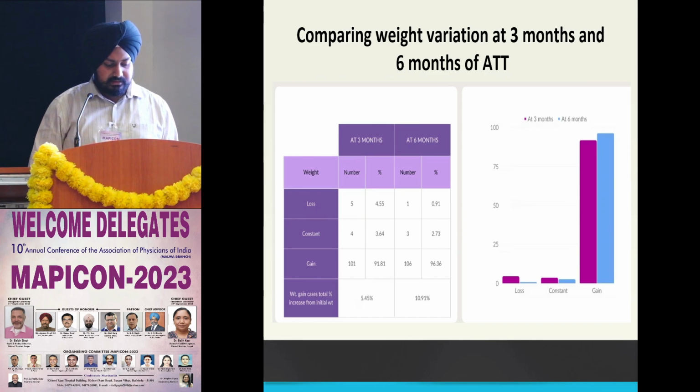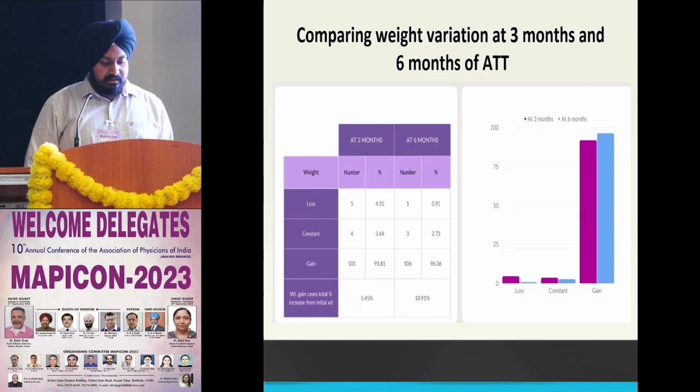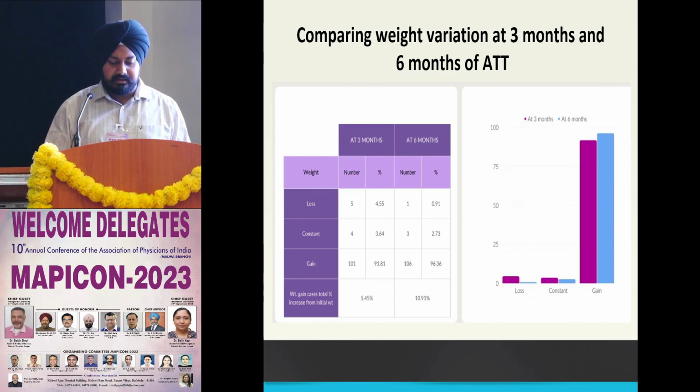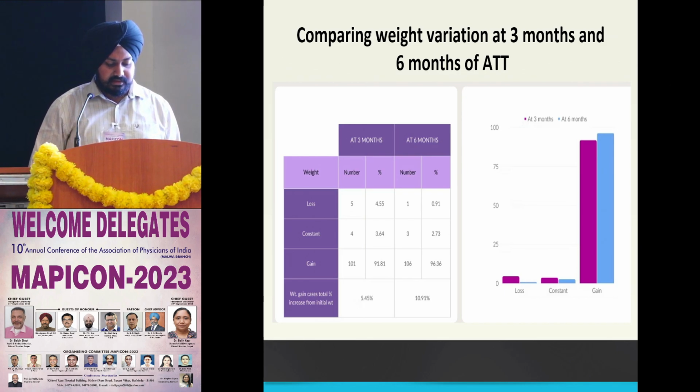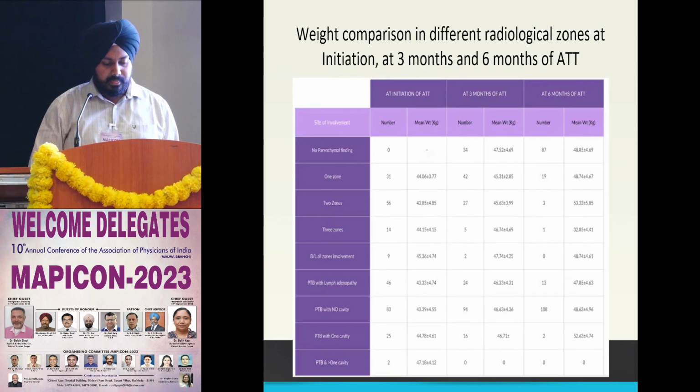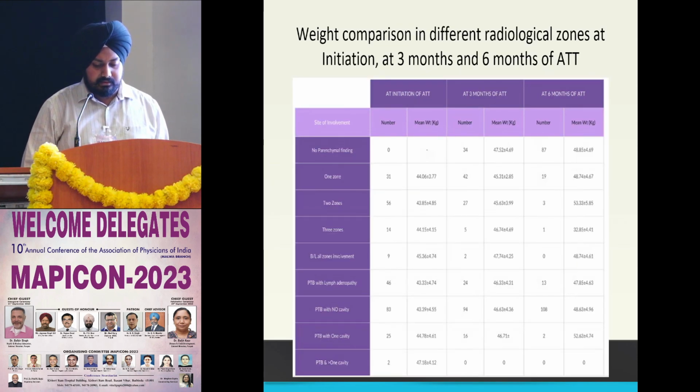In this table, we can see that out of total 110 patients, at end of 3 months of ATT, 101 patients gained weight, while at end of 6 months of ATT, 106 patients gained weight. In this table, we can see that the patients with better radiological outcomes had better mean weight as compared to the patients with poorer outcomes on the chest X-rays after completion of ATT.